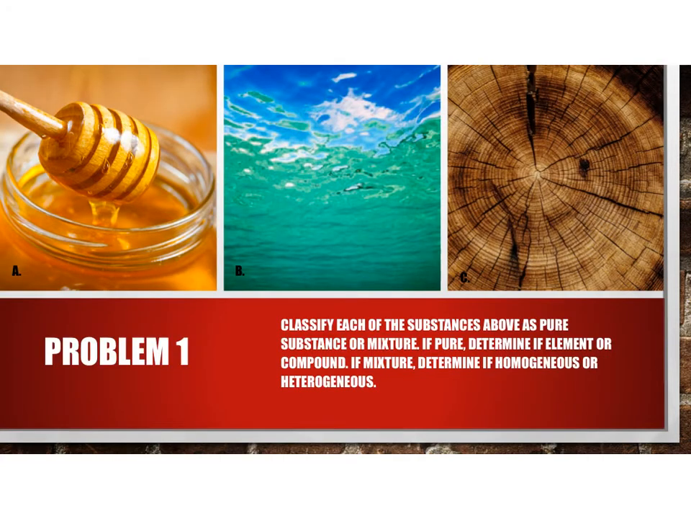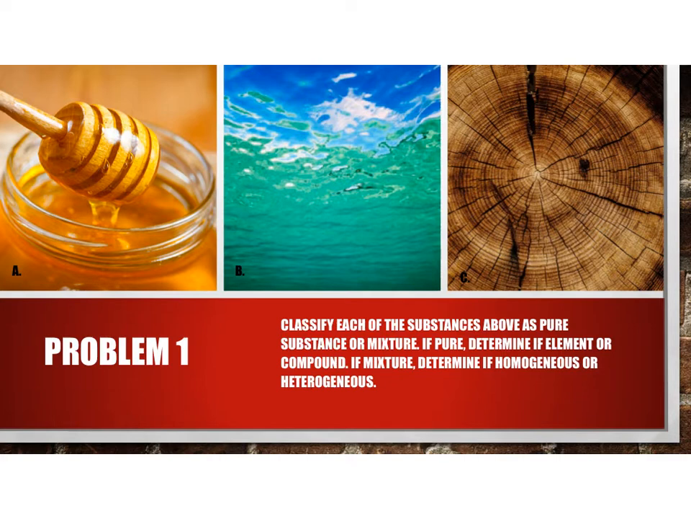All right, so let's do our first problem. We have three substances at the top, labeled A, B, and C. A is honey, B is salt water, and C is a piece of wood. The problem is to classify each of the substances as pure substance or mixture based on the matter map on the previous slide. If it's pure, then I have to determine if it's an element or a compound. If it's a mixture, I have to determine if it's homogeneous or heterogeneous. So you can refer back to that map.